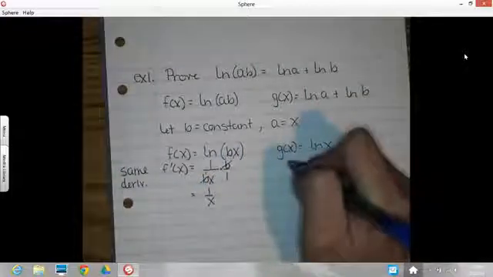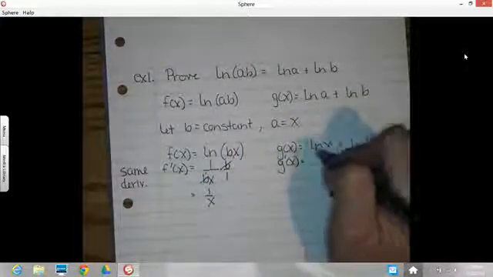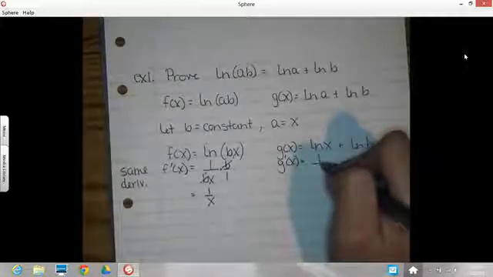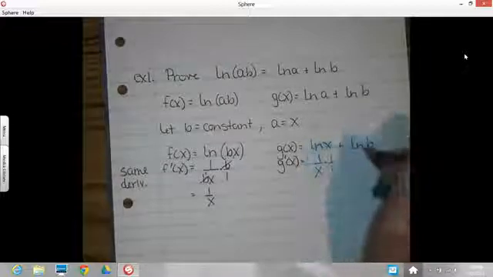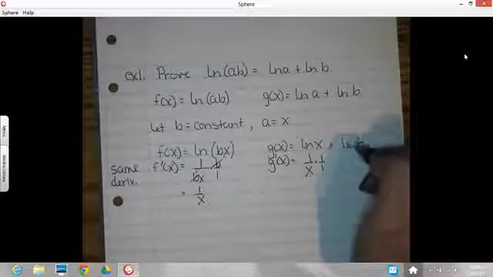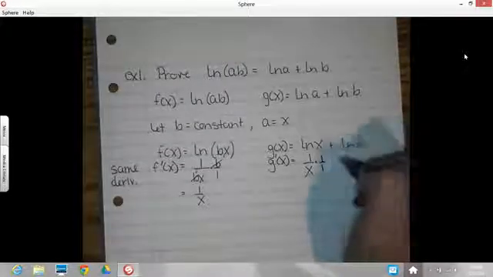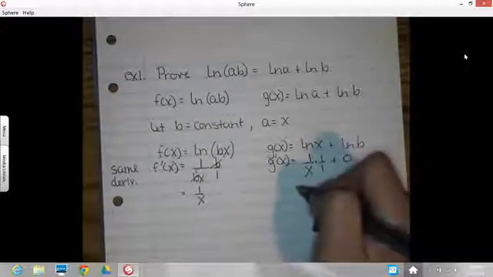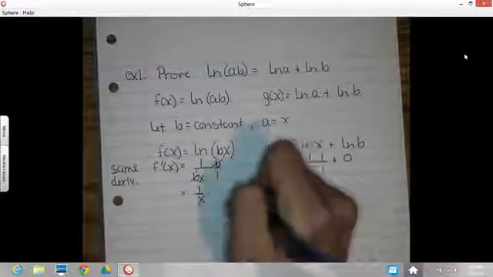Over here, derivative. Derivative of the natural log of x is 1 over x. Derivative of x is 1. This is a constant. This is like a 2. Derivative of any natural log of 2 is a number. I don't even know, 1 point something. But that goes to 0. So my derivative, 1 over x. So they have the same derivative.